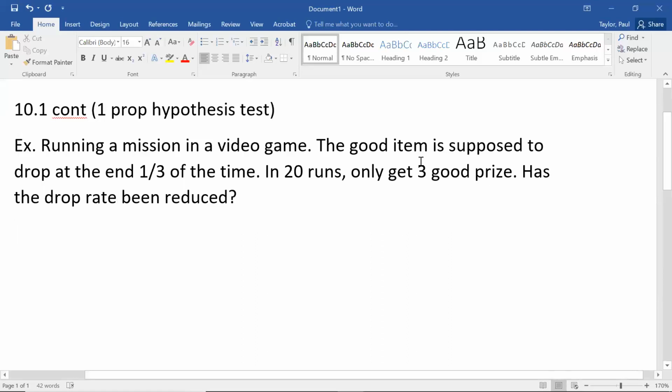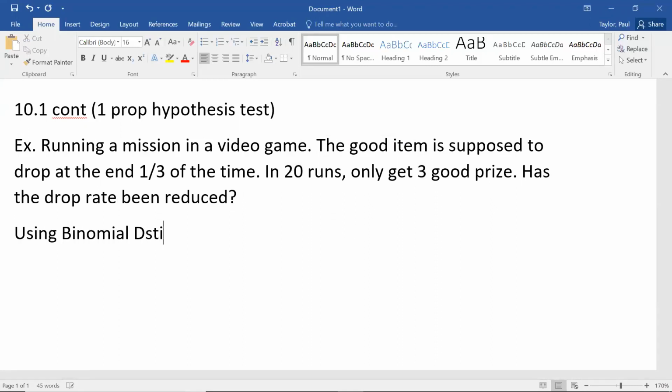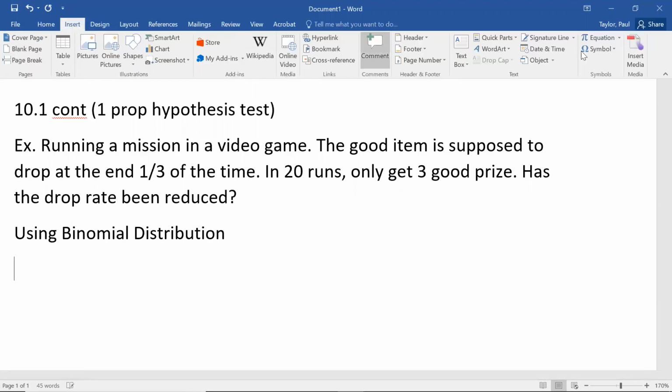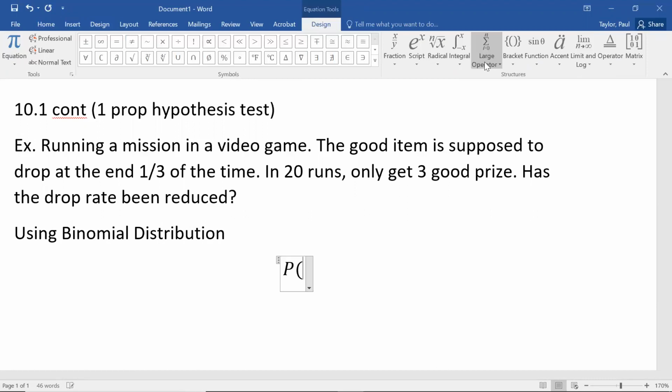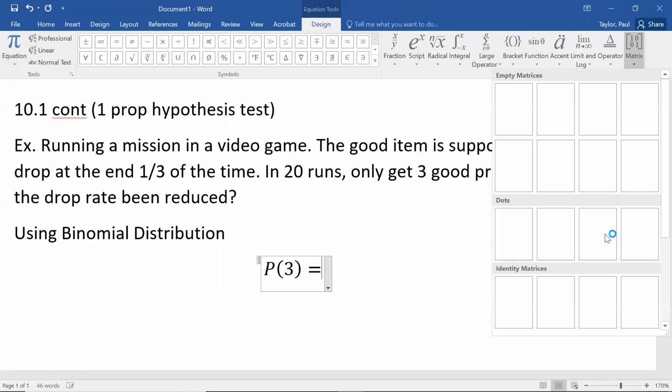Now, this is a binomial distribution type situation. This experiment had 20 trials, and out of the 20 trials, we got 3 successes. So using the binomial distribution, we can figure out the probability that we get 3 of this prize. So the probability of a 3 coming out should be 20 choose 3.